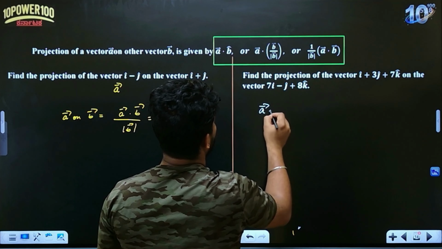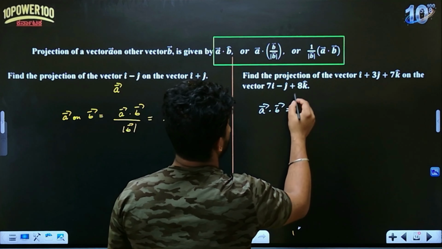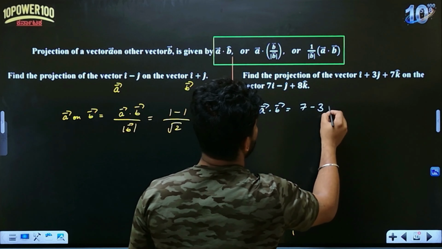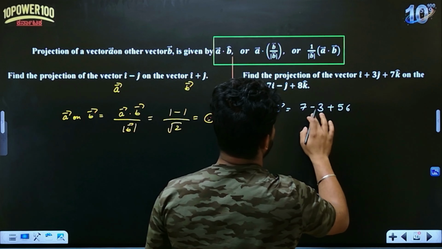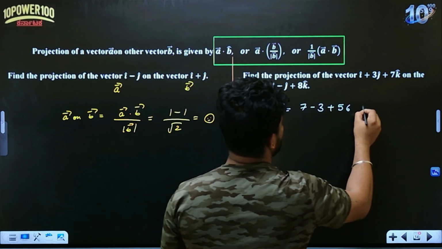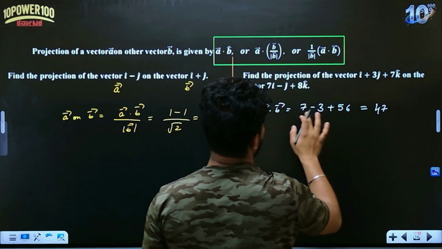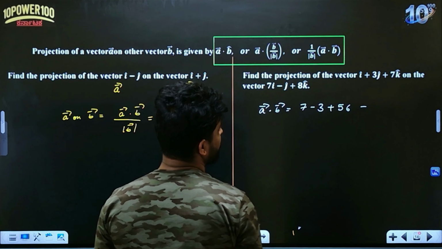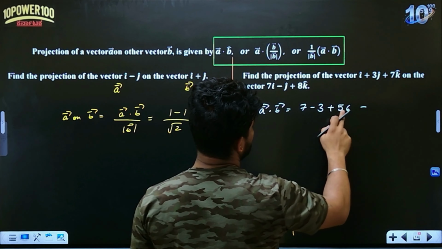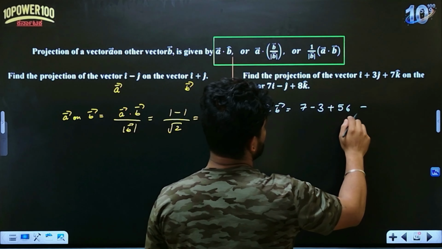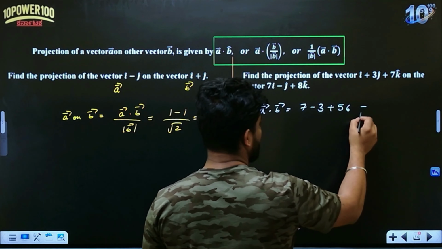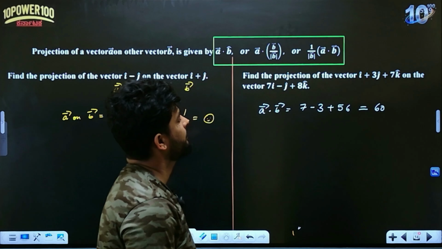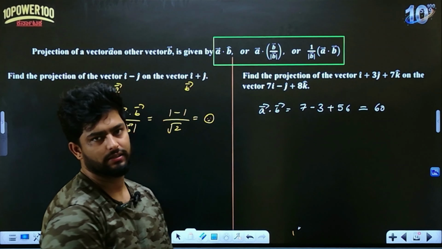A dot B. 1 into 7 is 7, 3 minus 3, 8 sevens are 56. So 56 plus 7 is 63. So 63 minus 3, it is 60. Yes, 56, 7, 63 minus 3, 60.